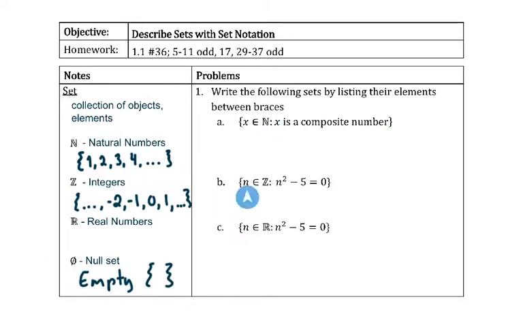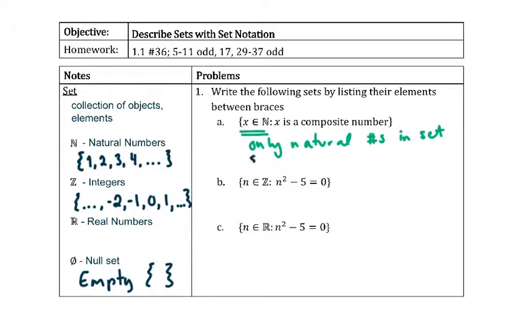So a lot of set notation is written like this, not in just long lists, because as you can see, we get ones that are very weird to list. So the first one, we say, write the following sets by listing their elements between braces. So making sure that you can interpret this type of set writing into a visual. The way we'd read this is we'd say x is an element of the natural numbers. So that tells us the type of terms we're looking at. So only natural numbers are going to be in this set, and we're looking at a specific subset of the natural numbers. x is a composite number. So if you remember, that means that it's not prime.